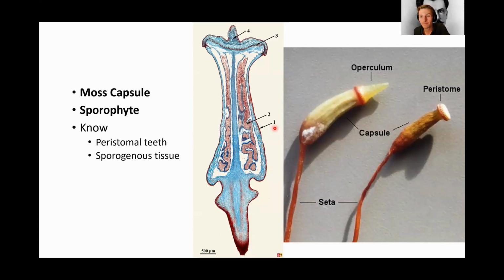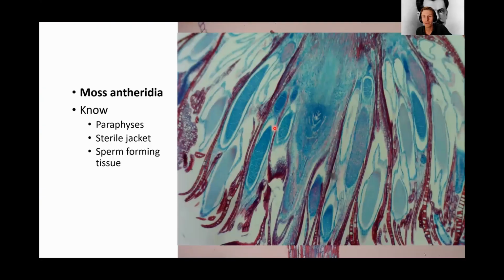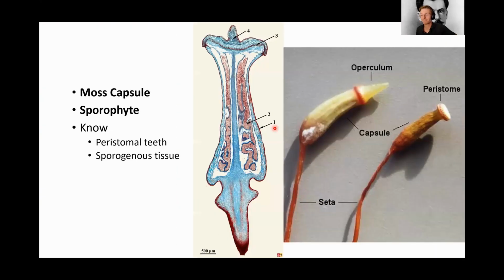This is the sporophyte. Sporophyte. This is gametophyte, gametophyte, gametophyte, gametophyte. Sporophyte. This is what makes spores. The moss capsule has spores inside of it. Look at that. These are all the spores.